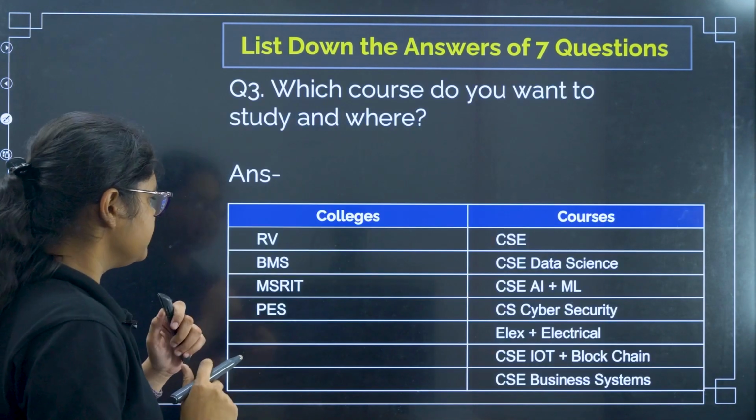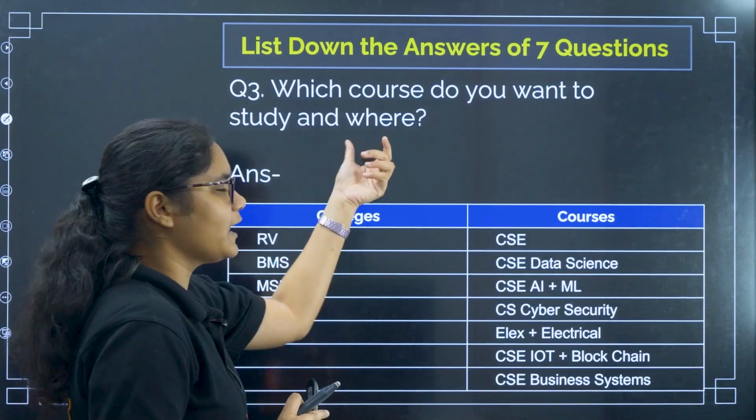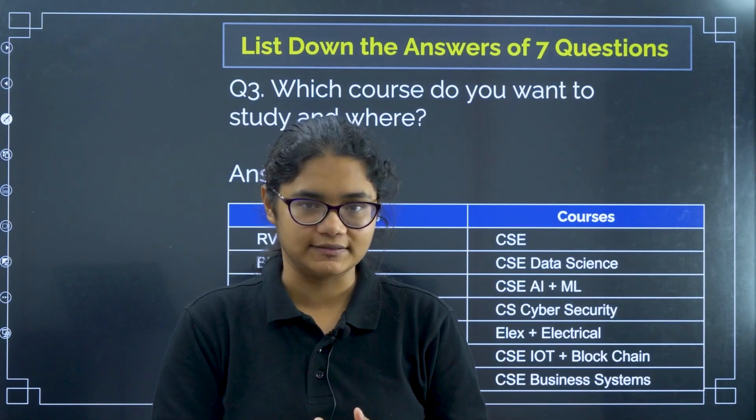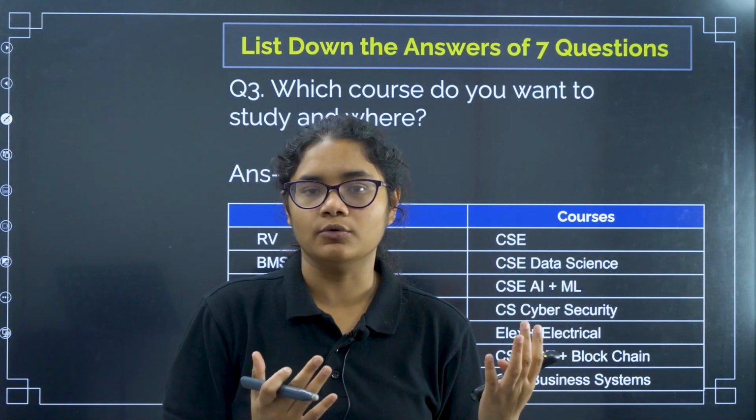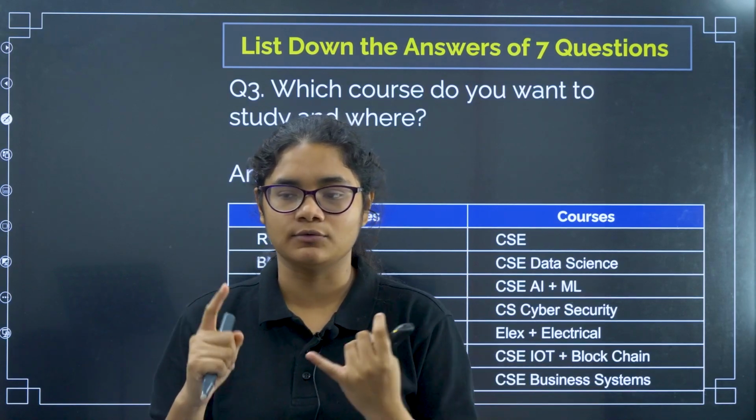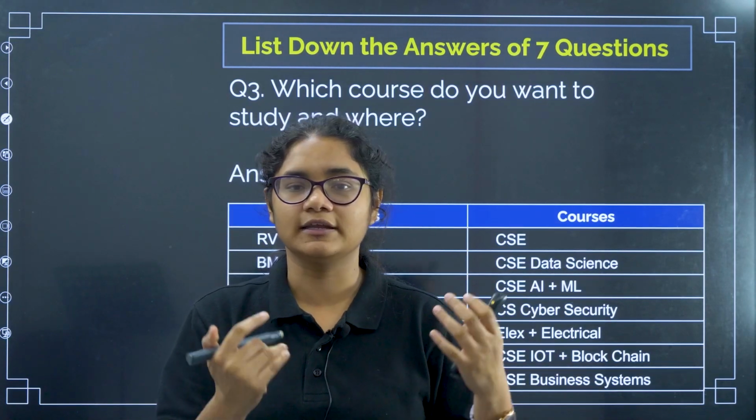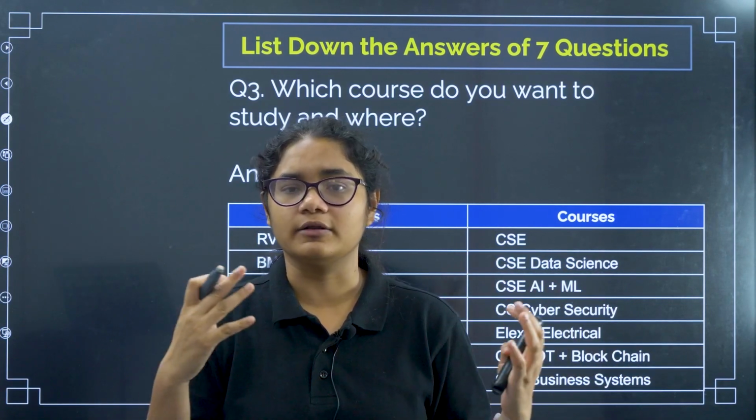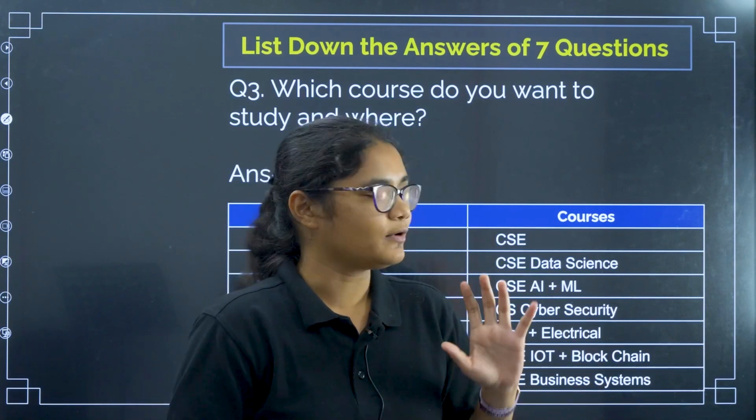Now the third question is, which course do you want to study and where? For example, you have decided that I want to study computer science. So what are your choices of colleges that you want to go to? For example, for computer science, you want to go to RV, then BMS, or PES University, JSS University or Nitte Meenakshi, whichever college you want. That you have to list down.